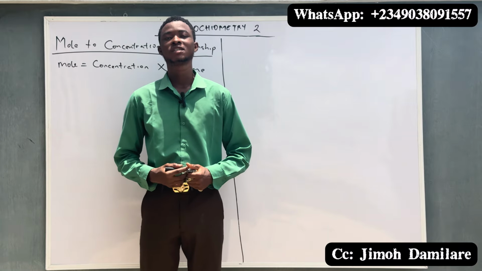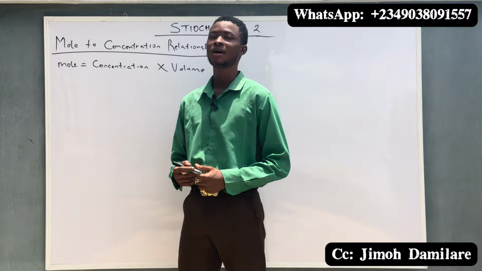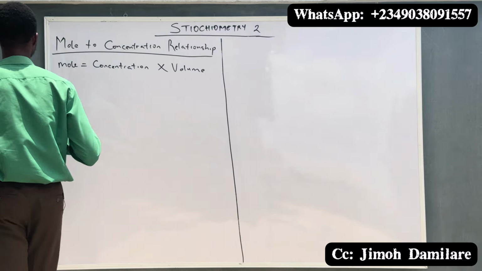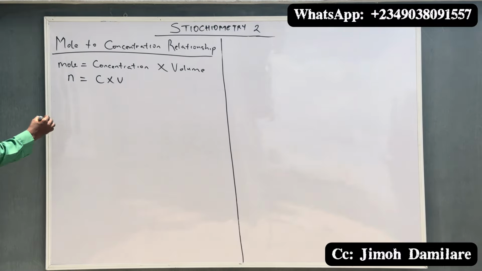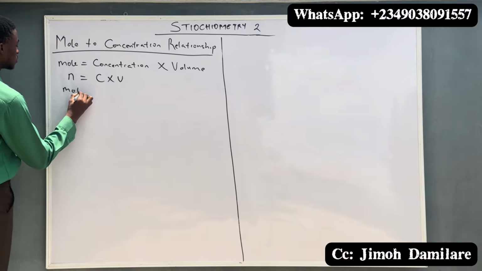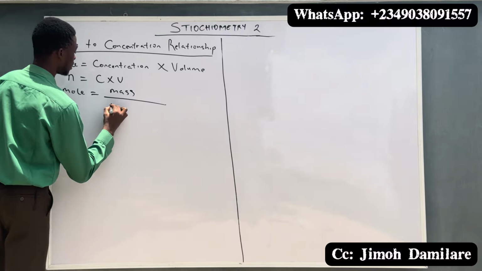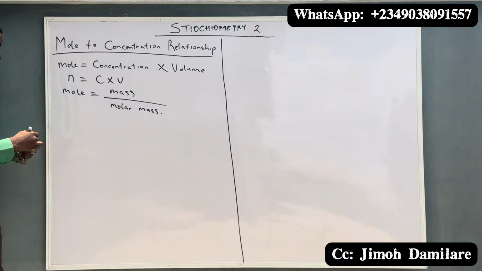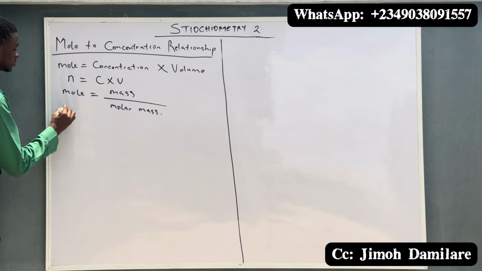And moving to the next concept, we have the mole to concentration relationship. And remember, under this, we have that mole is equal to concentration times volume, which is the same thing as N is equal to C multiplied by V. And also, of course, remember that mole is equal to mass over molar mass. So this is very, very important to know. So let's look at questions under this mole to concentration volume relationship.